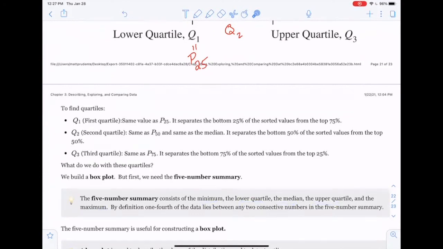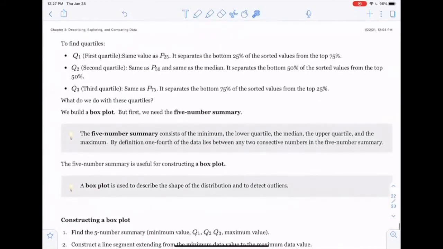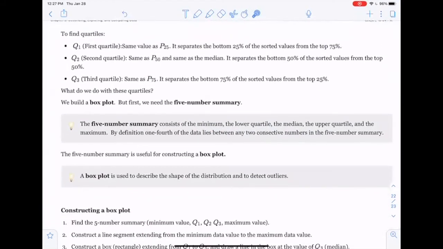And so by definition, 1/4 of the data will always lie between any 2 of these consecutive numbers. So between the minimum and the lower quartile, there's 25% of the data. Between the median and the upper quartile, there's a different 25% of the data. And so the 5-number summary, if we were to sketch this out on a horizontal axis, is actually what a box plot is. And so we'll practice finding quartiles and we'll practice finding 5-number summaries. But to do all that, we're actually going to construct a box plot first. And a box plot, again, is used to describe the shape of a distribution and help detect outliers in our data.